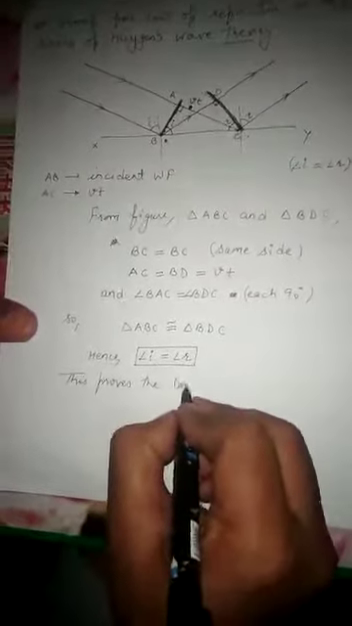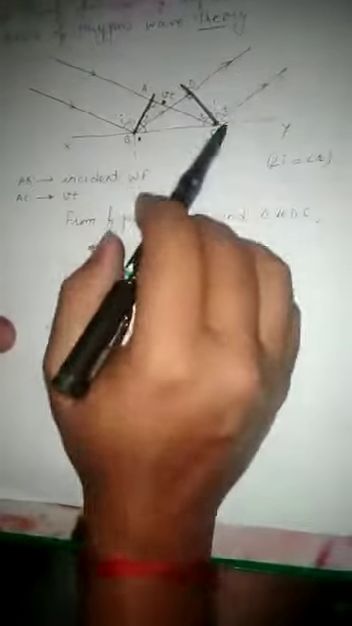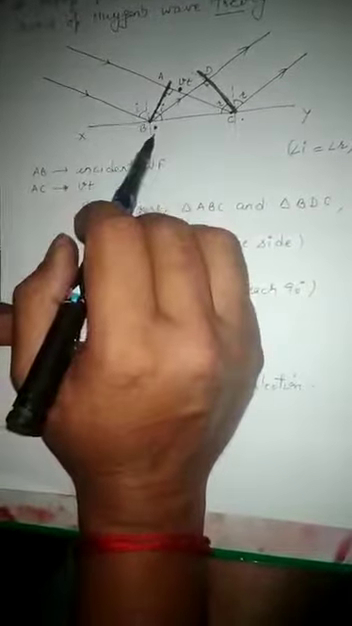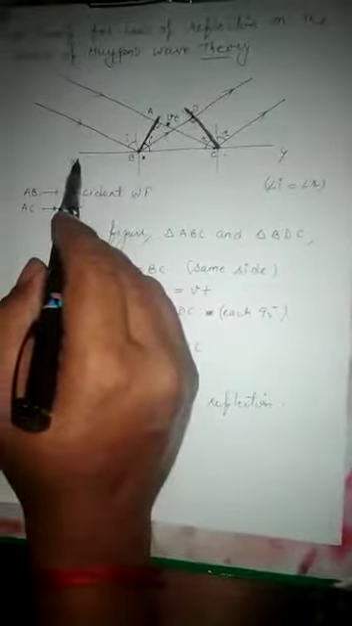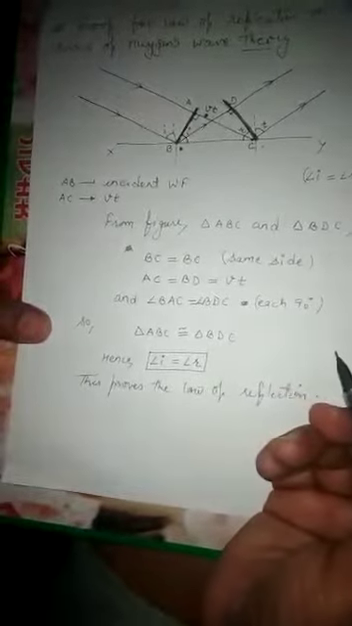the law of reflection by using Huygens' wave theory. And the second point is what? The incident ray, the reflected ray, and the normal to the surface, or here we take an incident wavefront, reflected wavefront, and the surface XY, all are lying in the same plane. So in this way we can easily prove the law of reflection by using Huygens' wave theory.